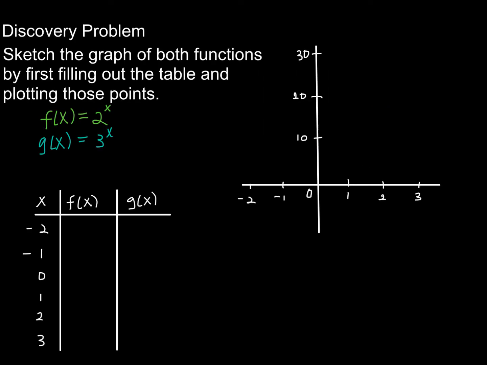All right, so what we're going to do is we're going to sketch the graph of both these functions, first by filling out the table and then plotting the points. So we have two functions. F of x is 2 to the x, and g of x is 3 to the x. And what we're going to do is we're going to fill out this table. So what I want you to do is actually start at 0 and work through the positive values first, and then go to the negative values and plot each of these points. And I would try to do so in different colors to help you delineate between the two. So first fill out the table, we'll take a look at that together.